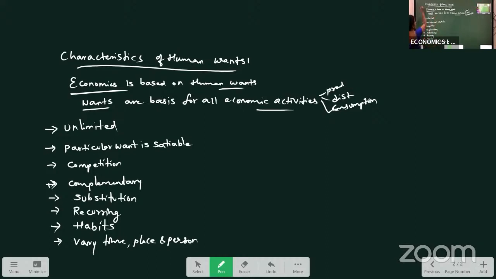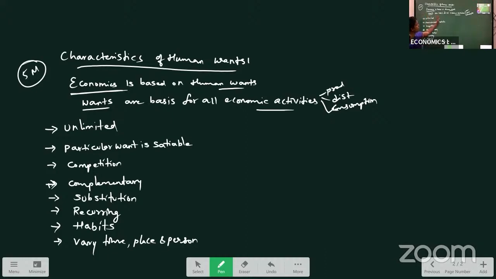So again, this will be your 5 marks question here. Okay, characteristics of human wants. Our economics is completely based on human wants. Whatever we study in our economics, it is completely based on our human wants, right?